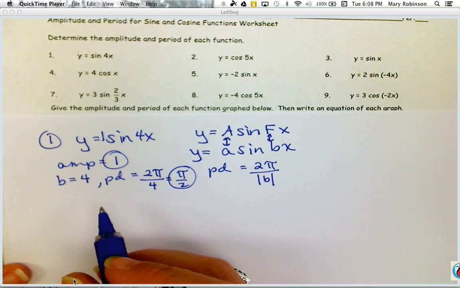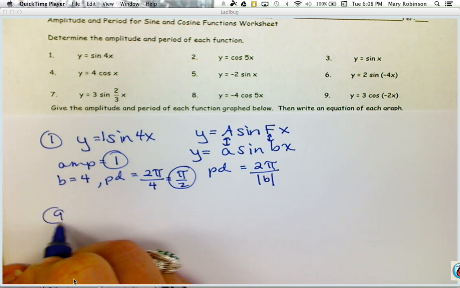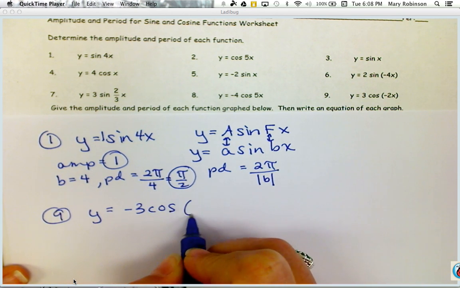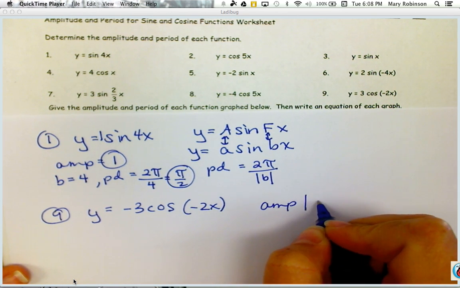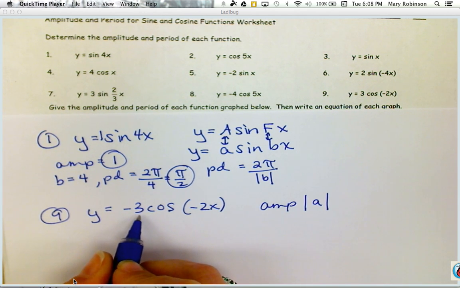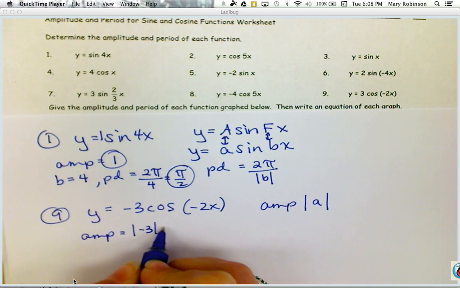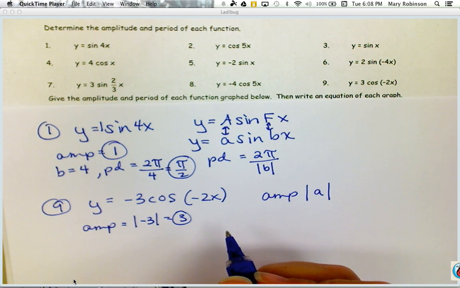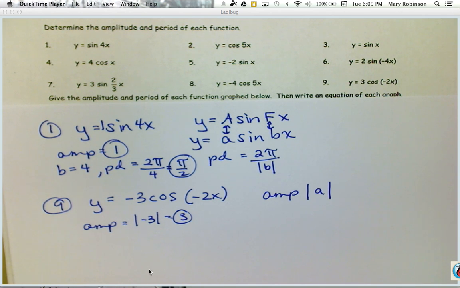I'll do it a little bit different. Let's do 9, since it's a little different and it's a cosine function. So recall that amplitude, again, is the absolute value of your a value. Even though we have -3 here as an a value, my amplitude is going to equal the absolute value of -3, which would be 3. Now, amplitude, if you can relate it to volume, means your max volume is at 3 and your min volume is at -3.